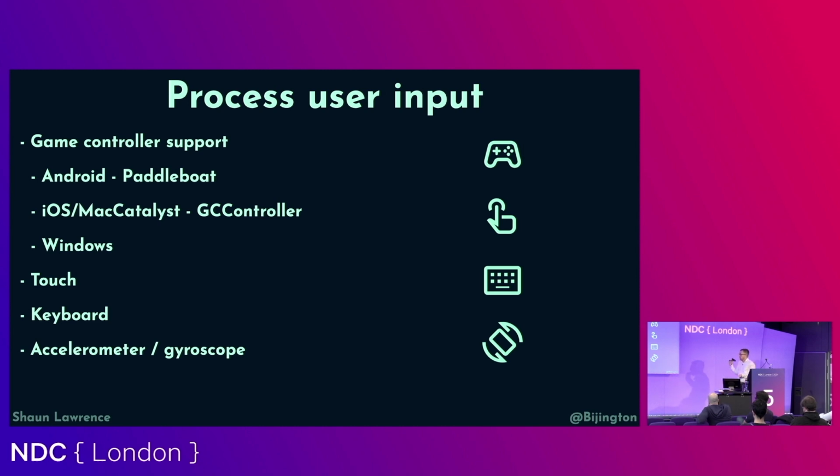Then there's keyboard support, accelerometer, gyroscope, and actually watching Gerald's talk yesterday, I realised you could even include geolocation in there, so you could build the next Pokemon clone, be the next company to potentially get sued by Nintendo.